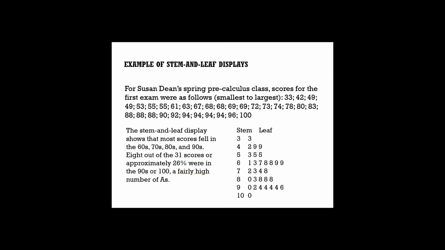Now you can also tell what's going on with the data very easily at a glance, just like any other graph. You could say, 8 out of the 31 scores were 26% higher. We're in the 90s and hundreds, and that's a pretty good number of A's there, and that helps me to analyze my data. So it's a very good graphical representation if you have a small group of data.